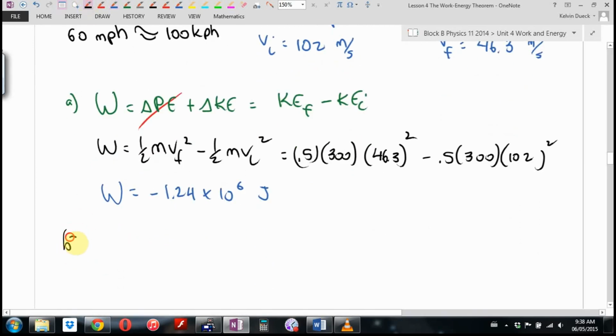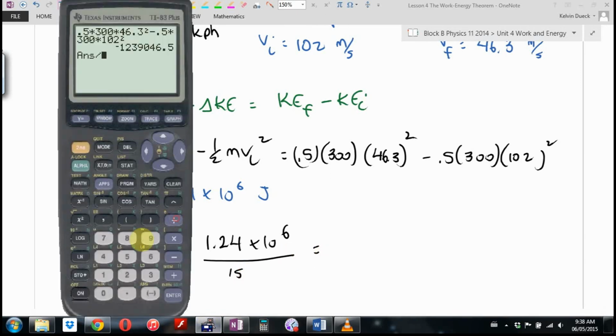B. How many watts of power was generated there? Well, power is, what was the equation for power? Work over time. How much work? I'm going to ditch the negative, 1.24, because I know we're losing energy, times 10 to the 6th divided by, how much time did we say it took? 15 seconds. About 82,600 watts.